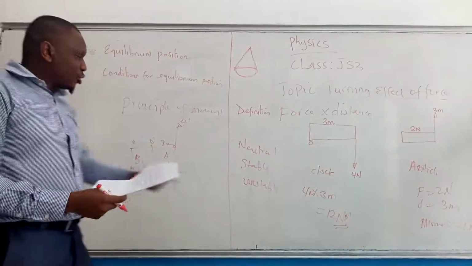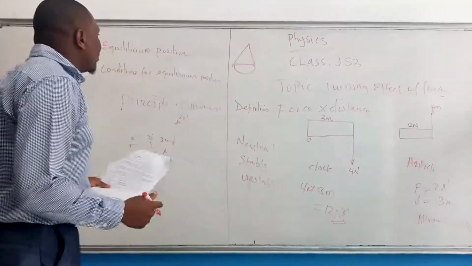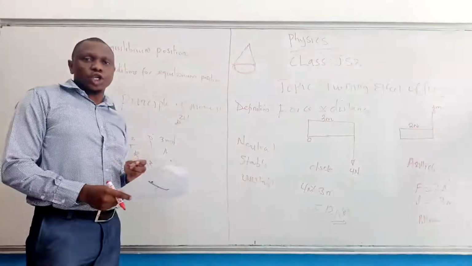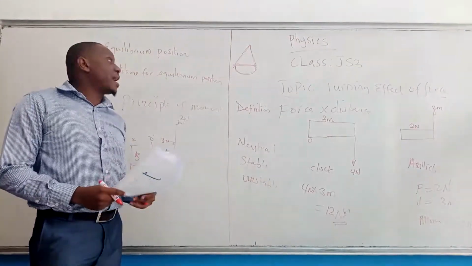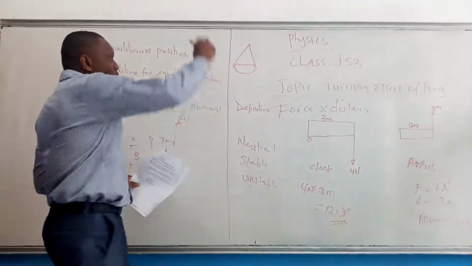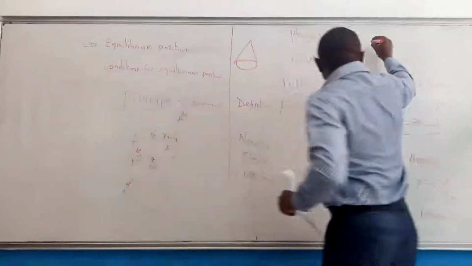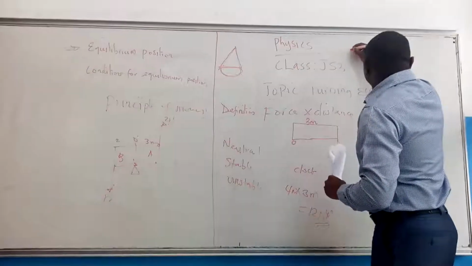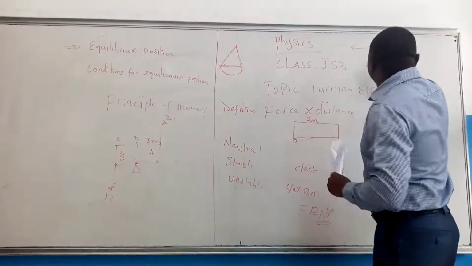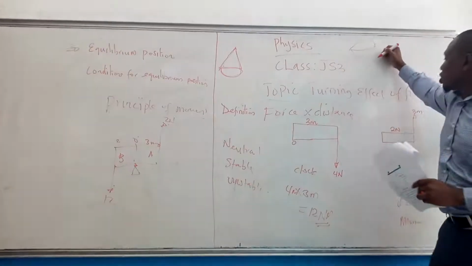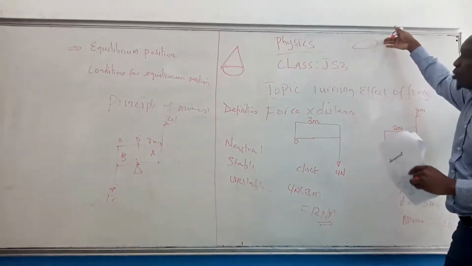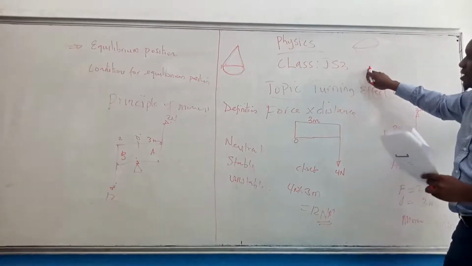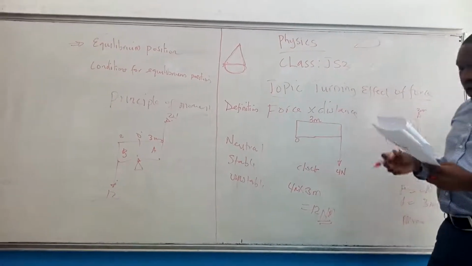Now, unstable equilibrium. An object is said to be in unstable equilibrium if it cannot return to its original position after a slight push. Now, looking at our cone, we now reverse it. We discover that at this point, our cone cannot return to its original position after a slight push because here the pointed part is low.